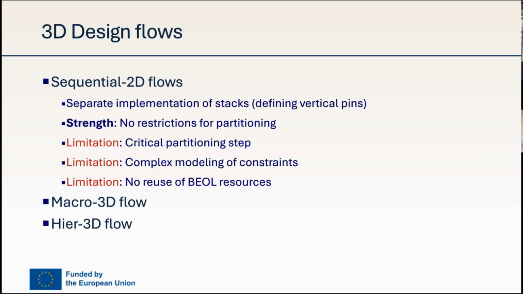flows. As I said, one of the strengths of the sequential 2D approach, what you can find today in Cadence, is that we have no restriction for the partitioning that provides a high flexibility. However, we need the critical partitioning step, a complex modeling of timing constraints, and probably the key problem is that when we are routing, we cannot reuse the back end of line of the different tiers at the same time.